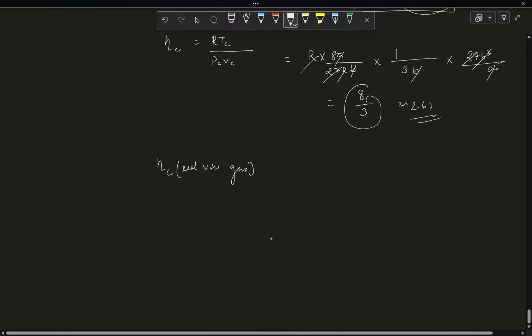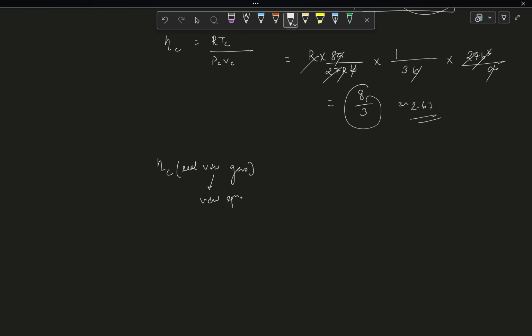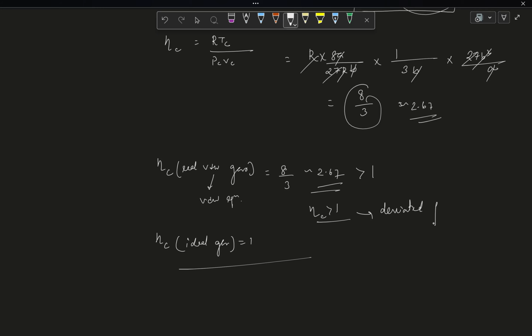And finally, by taking the ratio you will get the critical coefficient eta C. But now for van der Waals gas, because it is following the van der Waals equation, the eta C value is 8 by 3, which is nearly equal to 2.67, which is greater than 1, you can see. Whereas for ideal gas, in all cases, the critical coefficient value is fixed at 1. Because this van der Waals gas value of critical coefficient is greater than 1, it is deviated from ideal gas behavior. So this eta C is basically a measure of how much the real gas departs from proper ideality.